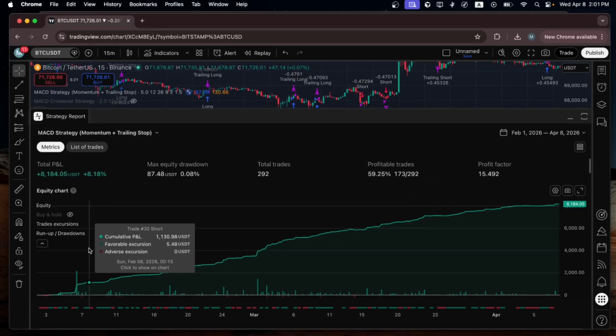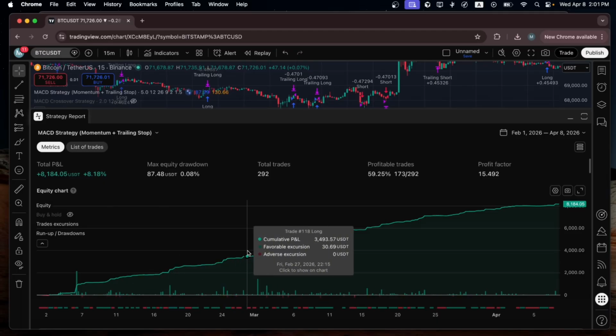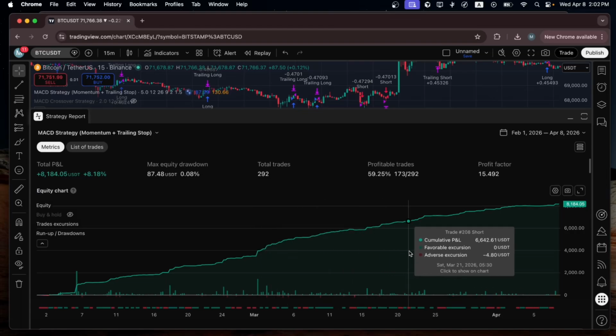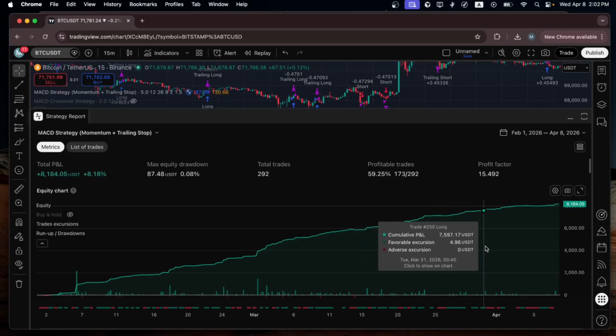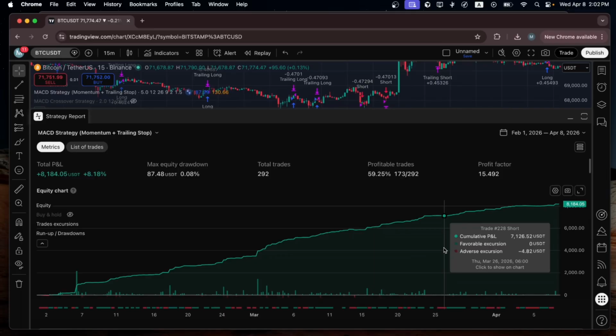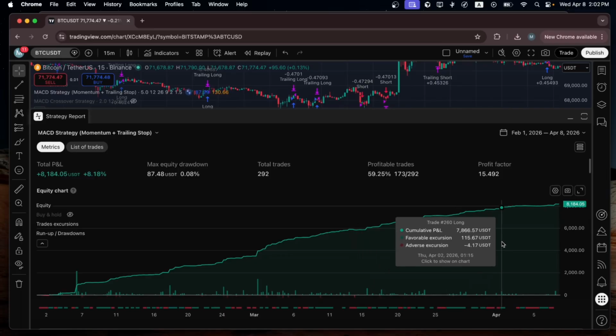And the equity curve looks much smoother here without any abrupt losses or profits, which is actually good if we're going to run this strategy long term.